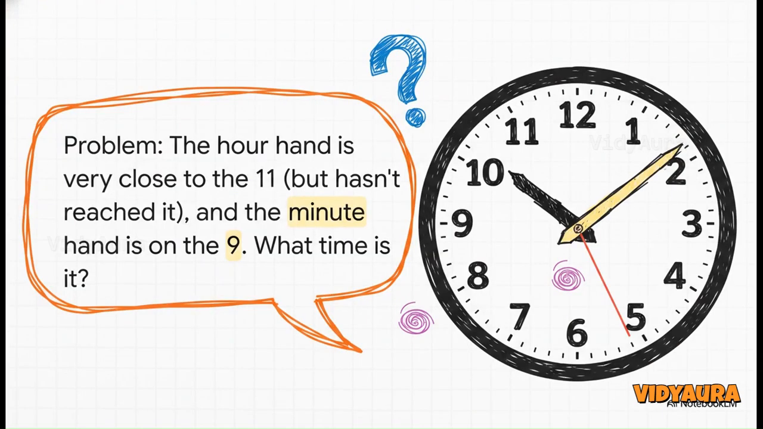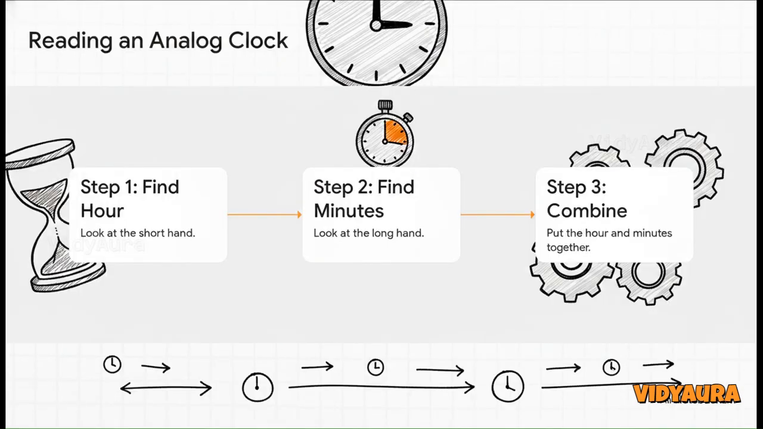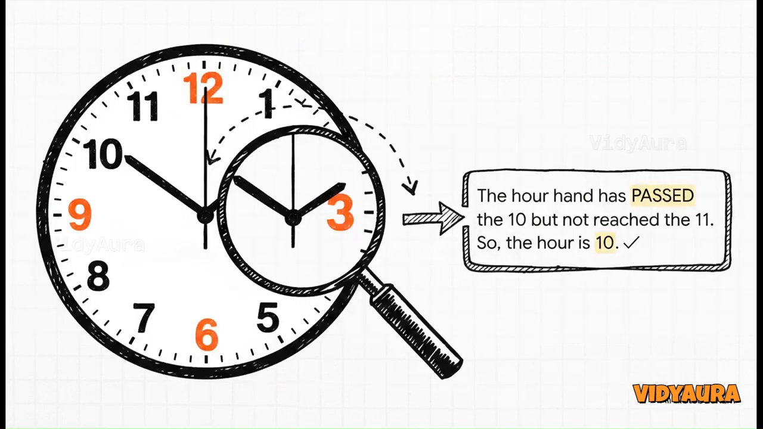Okay, now for a problem. This is exactly the kind of question that can be a little tricky and often shows up on exams. But trust me, once you see the logic, it's actually really simple. Let's walk through this one together, step by step. We're going to break this down into 3 super easy steps. First, we'll figure out the hour. Second, the minutes. And third, we just combine them. That's it.